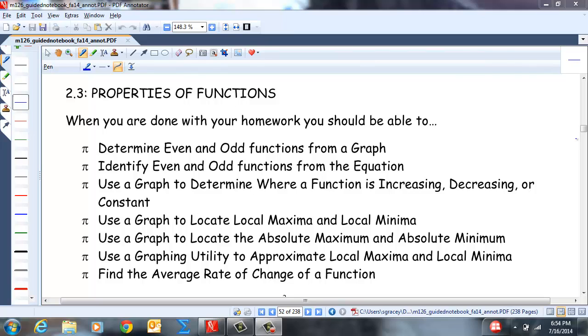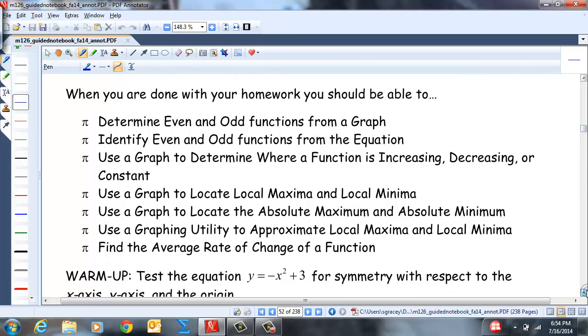We will be covering section 2.3 from the Precalculus Enhanced with Graphing Utilities by Sullivan and Sullivan today. And we'll be learning all about properties of functions. So I'll let you read over our goals here. And when you're ready, go ahead and start the warm-up problem.